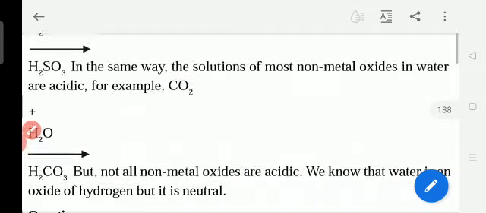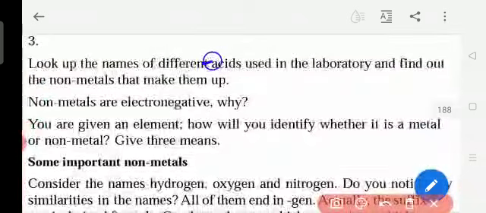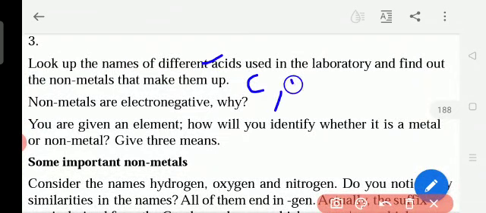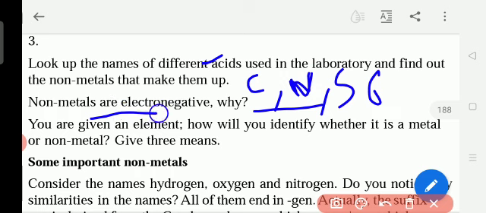Here are some questions. Look up the names of different acids used in the laboratory and find out the non-metals that make them up. So carbon, nitrogen, sulfur form the acids. They are non-metals, but when they react with oxygen and water, they form acids. Carbon, nitrogen, sulfur and phosphorus also. Then, why are non-metals electronegative? Because non-metals gain electrons to fill their octet, to fill the outermost shell. That is why non-metals are more electronegative.